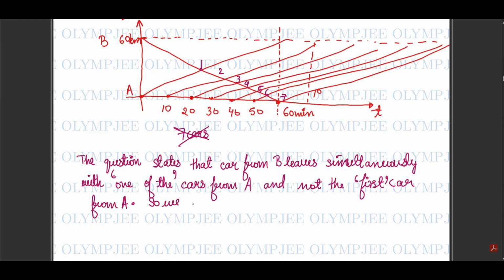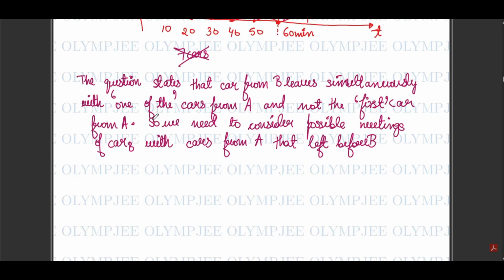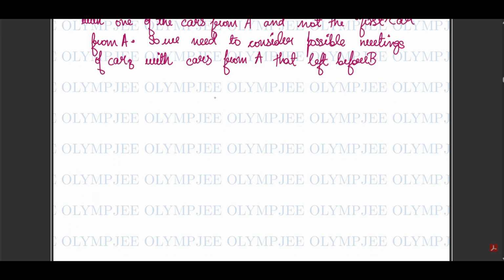So we need to consider possible meetings of the car from B with cars from A that left before B. So let us draw the correct graph, which will be something like this.